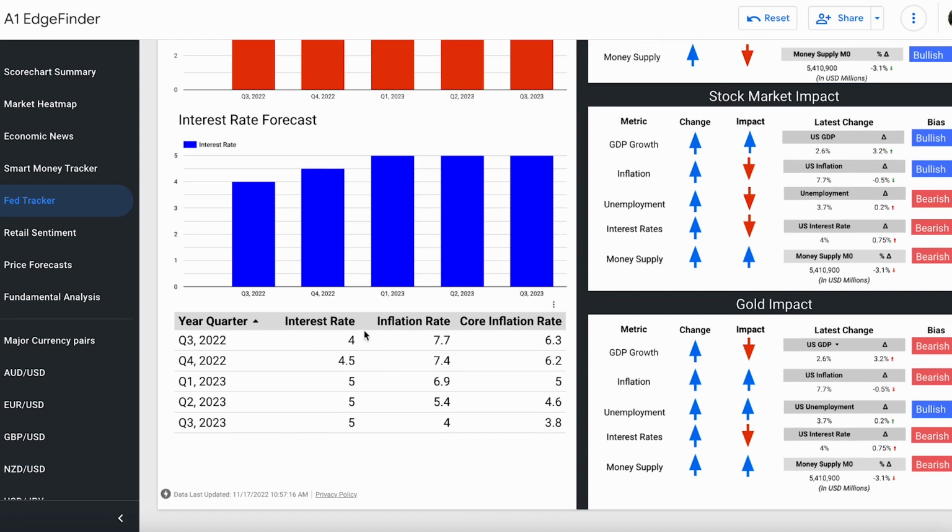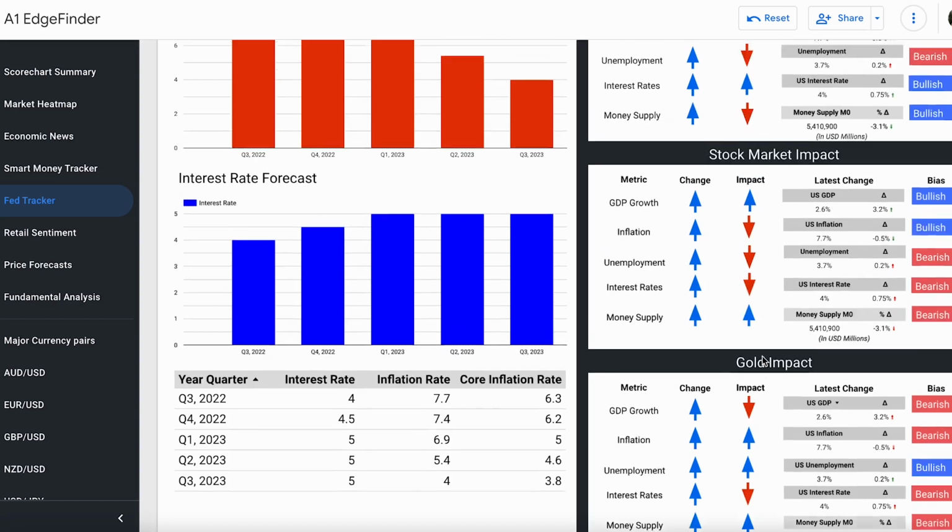We can see that same data right here, just in a numerical format instead of the bar chart. Same information, Q1 interest rates 5%, and inflation rate down to 6.9%. This is, of course, the forecast.